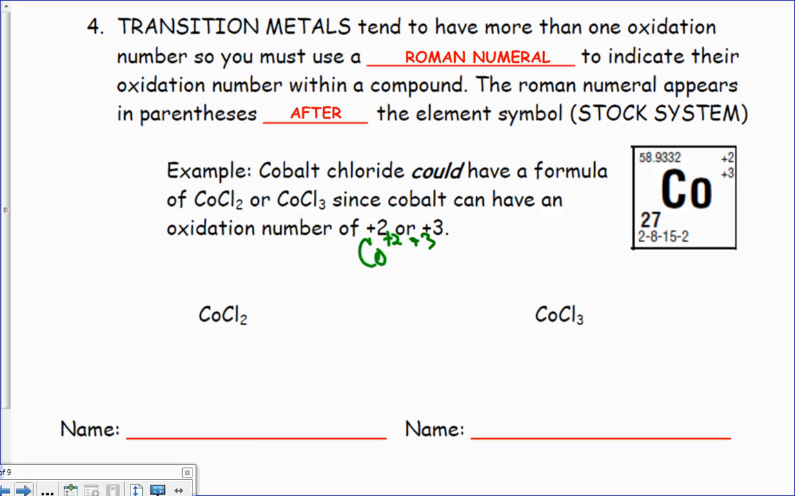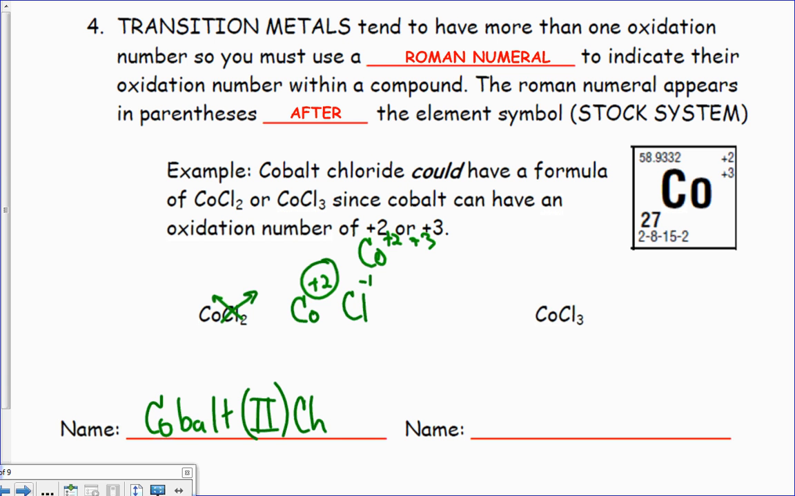So here I'm going to have to crisscross backwards. I'm going to have to take the 2, bring it up, the 1, bring it up, and that goes to Co with a +2 charge, Cl with a -1 charge, and now I'm going to put a Roman numeral 2 after cobalt. So it's going to be cobalt, Roman numeral 2, chloride. This way, I know it's not Co with a +3 charge because the Roman numeral is the charge. That's the same. The Roman numeral is the charge.